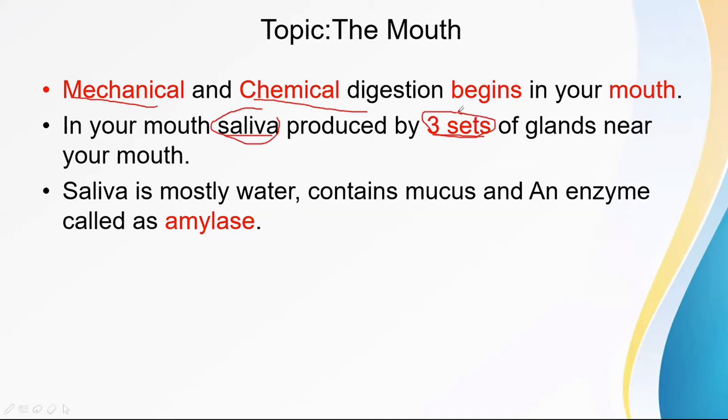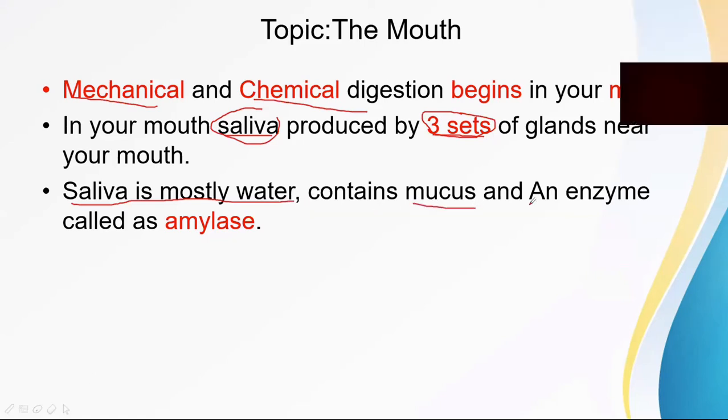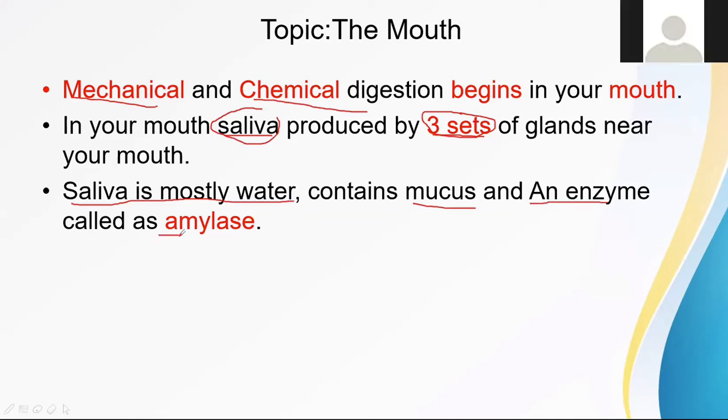Once the food mixes with your saliva, the food becomes moist. Saliva is mostly water and mucus. Along with these two, there is an enzyme called amylase. This amylase enzyme breaks starch into sugars. Normally our food has starch, and this starch is broken down by the enzyme amylase.